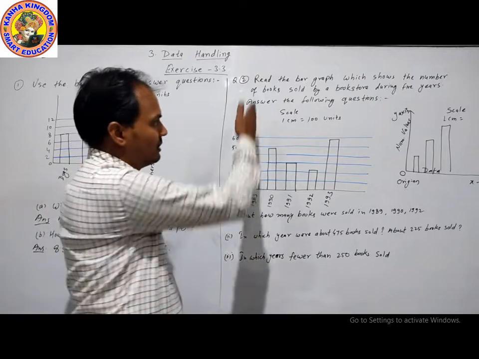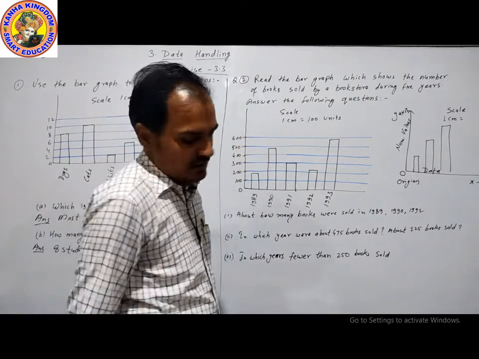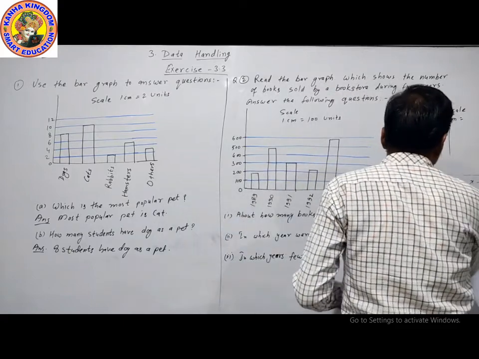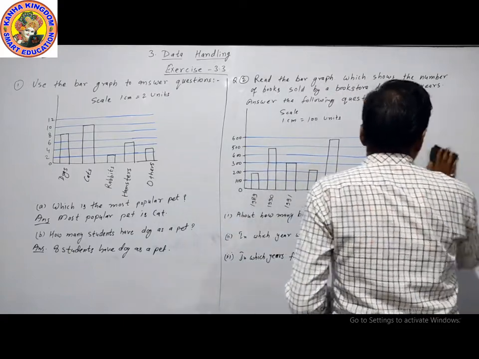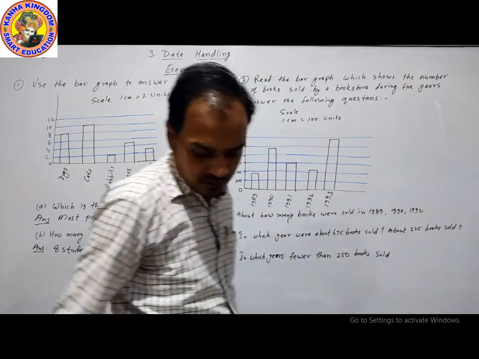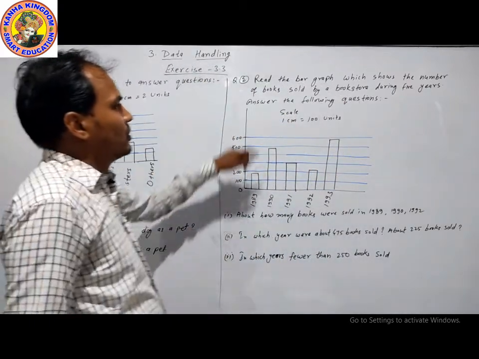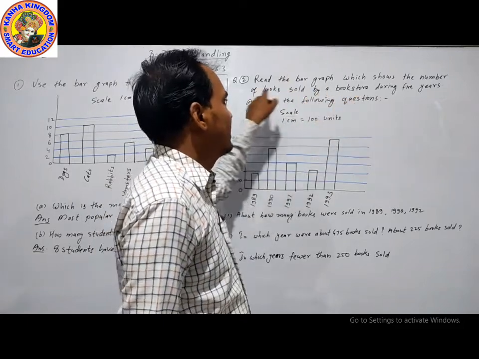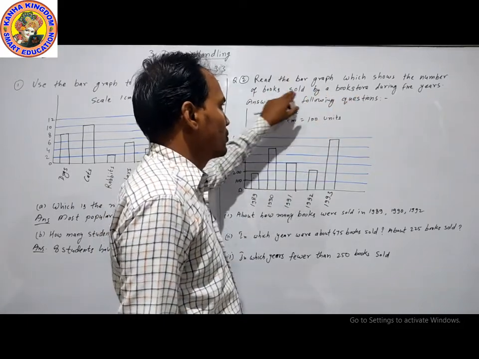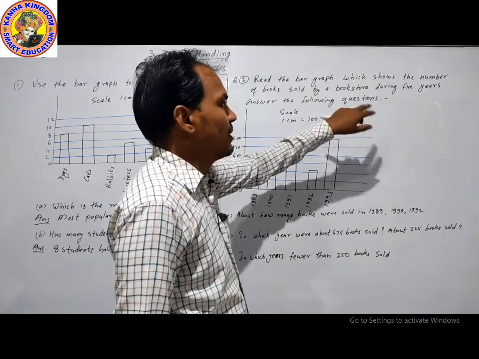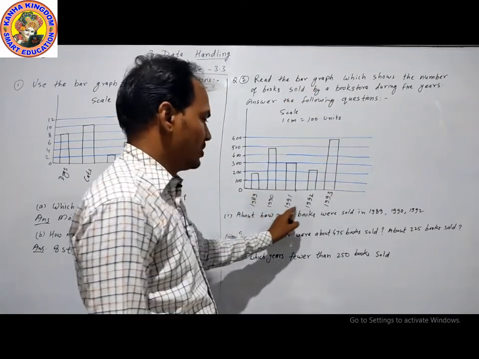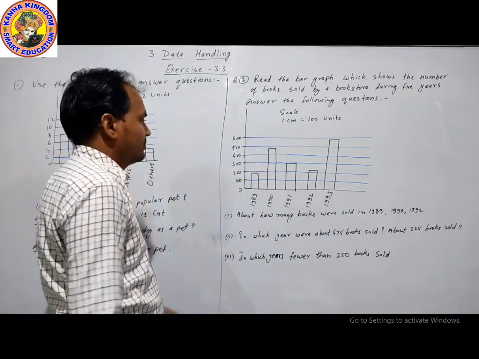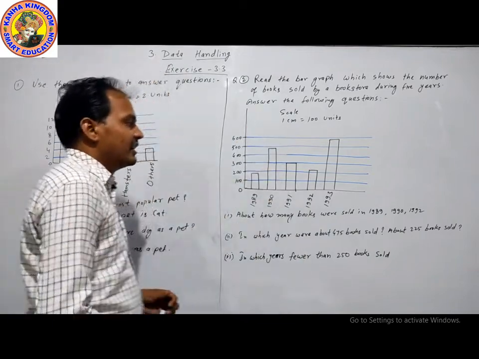Now we take question number second. Question number second says: read the bar graph which shows the number of books sold by a storekeeper during 5 years. 1, 2, 3, 4, 5. These are the 5 years. Answer the following questions.